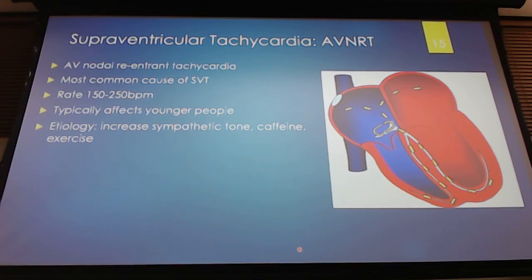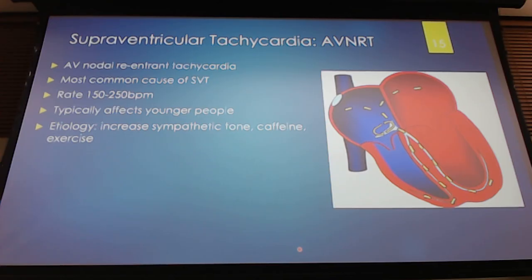Okay, now we're going to go into SVT, supraventricular tachycardia. We have two main versions of SVT that we talk about. We have something called AVNRT, okay, which is AV nodal re-entry tachycardia. Nodal meaning at the AV node is where the problem is. This is going to be the most common cause of SVT. Rates are going to be a little bit higher in these SVTs, 150 to 250 or so.